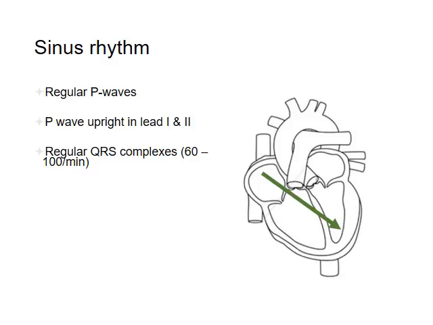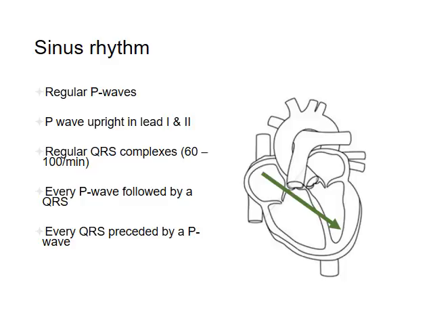There should be a regular QRS complex at 60 to 100 beats per minute, and this should correspond with each P wave. Every P wave, as we said, should be followed by a QRS, and every QRS should be preceded by a P wave. The PR interval should be constant and less than 0.2 seconds or 5 small squares. For a rhythm to be called a sinus rhythm, it must contain all of these components.